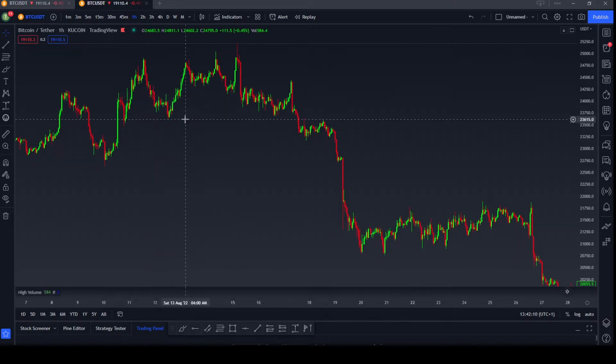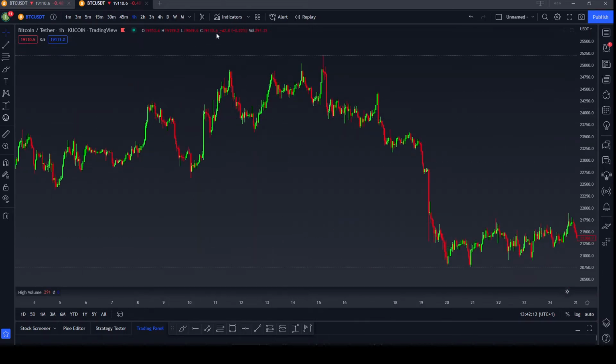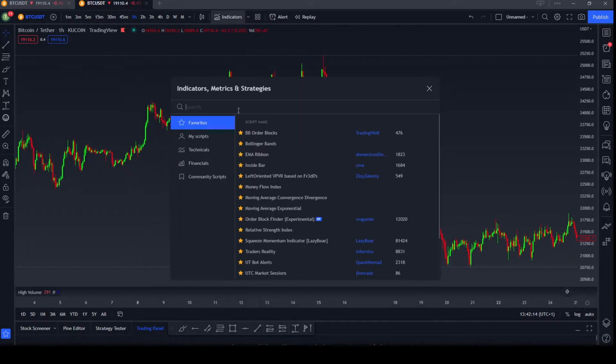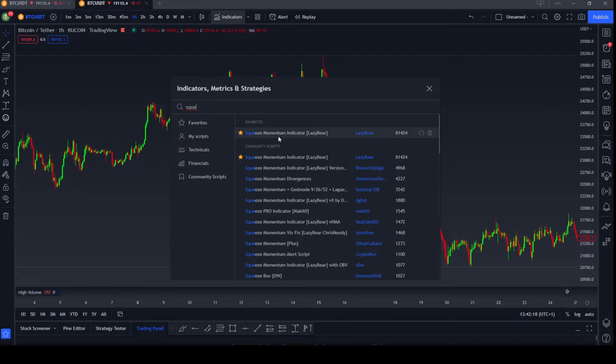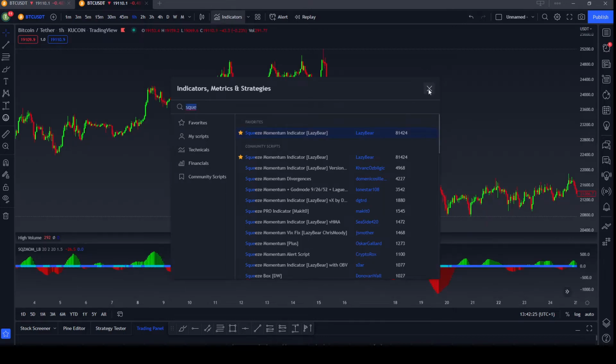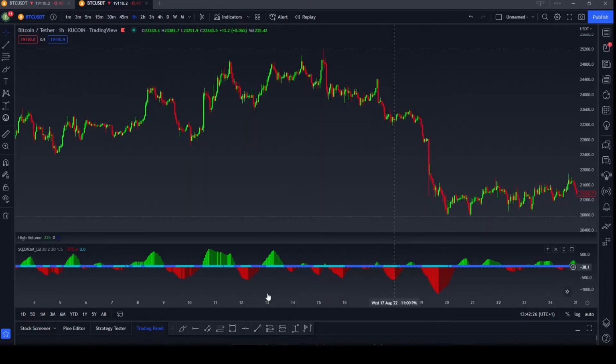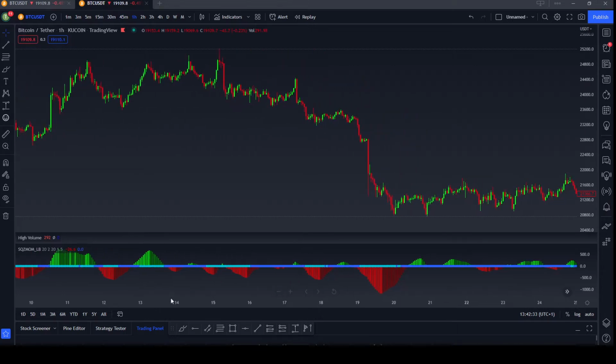So this one is going to be on the squeeze momentum. I'm going to kick straight off, go into your indicator section, just type in squeeze. First one that comes up will be by Lazy Bear. I think it's the most popular indicator out there. It's number one in the community-based indicators. So what is the squeeze momentum? How does it work? What are we looking for?